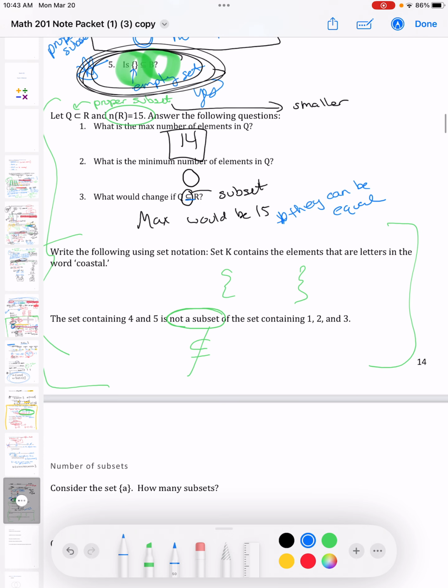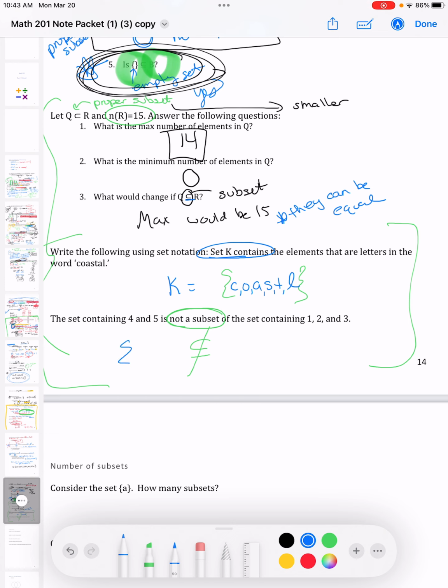And then down here for set notation, the set containing K, remember that's the name of our set, a capital letter, are all the letters in the word coastal. C, O, A, S, T, L. Notice I didn't write the A again. That's because we cannot repeat letters. We went over that, I know it was several videos ago, but we cannot repeat letters or numbers or any elements. You can't repeat any elements in set notation.